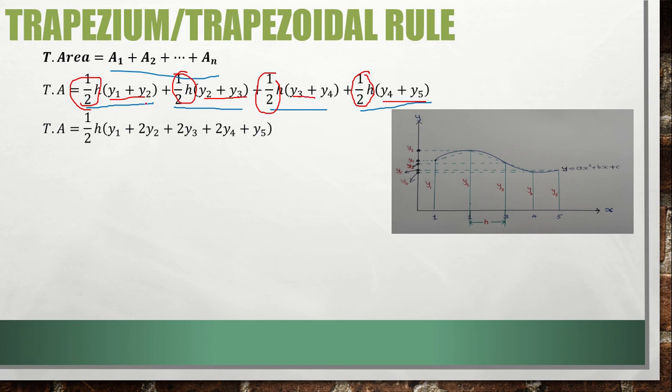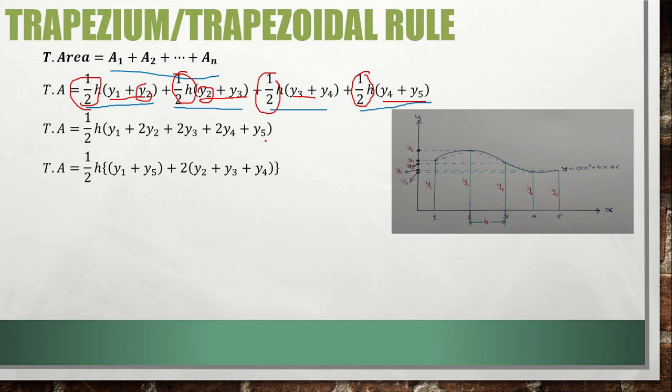But notice that there are some parameters that are twice. y2 is in this particular point, and we also have here y2. So basically I have 2y2. We have 2y3 because y3 is twice, y4 is also twice. But y1 and y5 are in a single form. So that's what we have here. If I simplify it further, I'll be able to come up with this formula: half h into brackets, y1 plus y5 plus twice of y2 plus y3 plus y4.